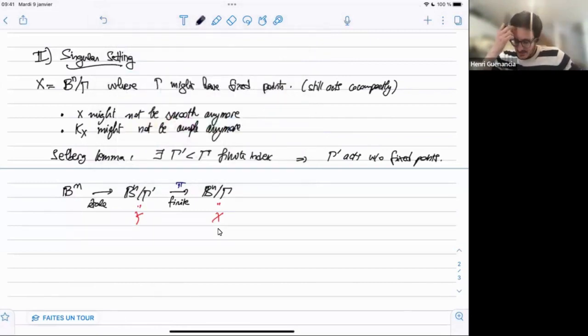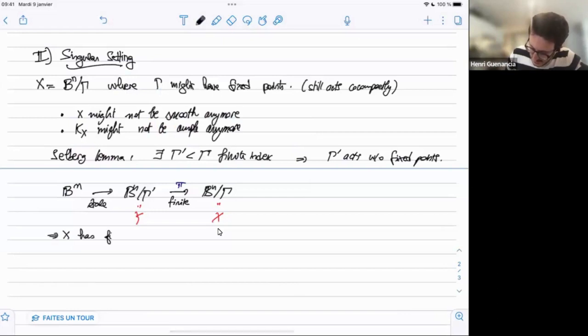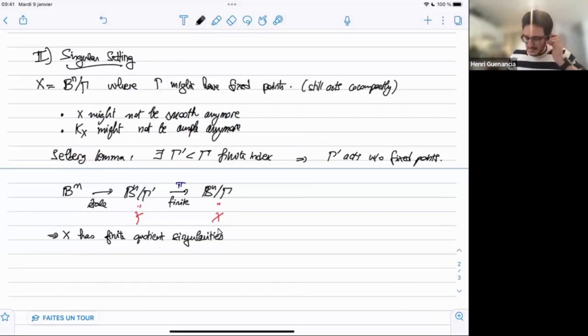And okay, what do I do with this? So the first observation is X has a finite cover that's smooth. Okay, so that implies that X has quotient singularities, which might not have been completely obvious from the shape of X at the beginning. So that's one thing. And so pi is a finite cover.